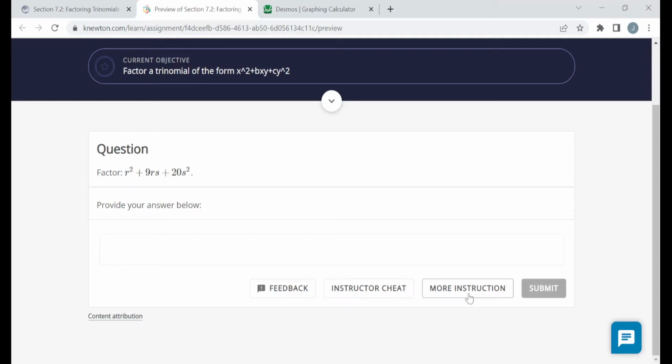But you will have a more instruction button. If you're ever struggling with a topic or a question, click on this and you'll be taken to a page with some reading or videos to study, and then you'll be given questions related to that instruction, and completing those questions is another way to progress through the assignment.